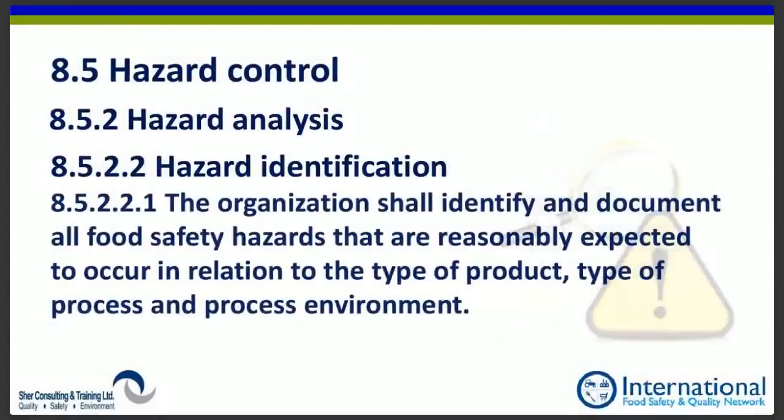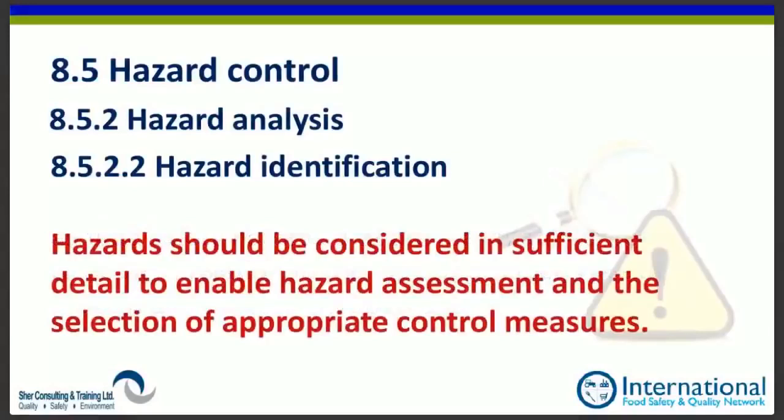Okay, hazard identification. That's the first part of HACCP, identifying hazards. Organization shall identify and document all food safety hazards that are reasonably expected to occur in relation to blah, blah, blah. This is not new. This is new. Hazards should be considered in sufficient detail to enable hazard assessment and the selection of appropriate control measures. This is one of the things that I applaud with the new standard, because as an auditor for years, I've been requiring this. And people have been saying, well, you may think that it's important, but it's not written anywhere. Well, now it is. I'm going to give you an example.